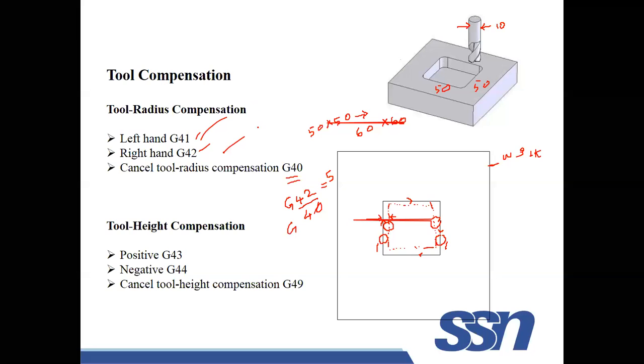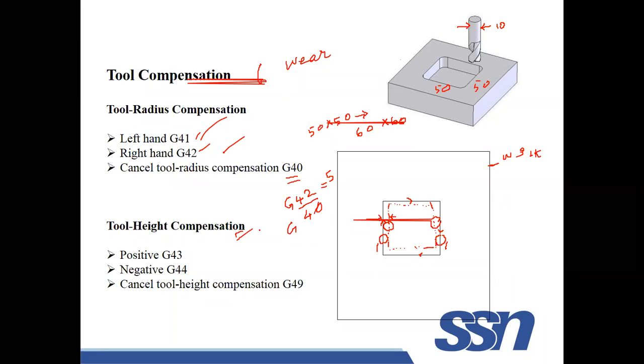Another way it is required is, suppose I am using a tool for 6 months. What happens? Some wear happens. Because of that, the dimension is reduced. In that case also, you can invoke this and give the tool radius compensation as per the wear dimension, so that you can get the perfect required dimension of the job. Next one is tool height compensation.